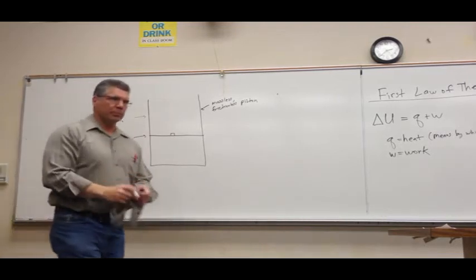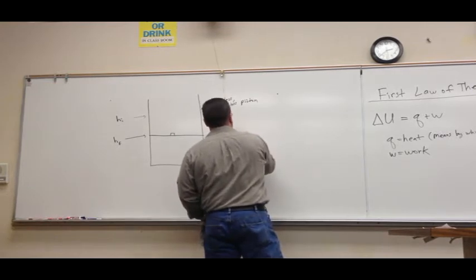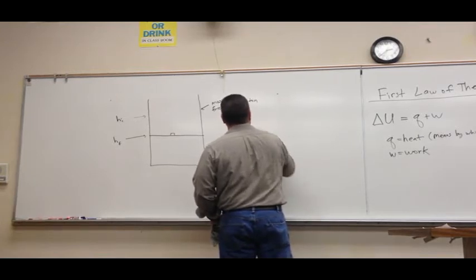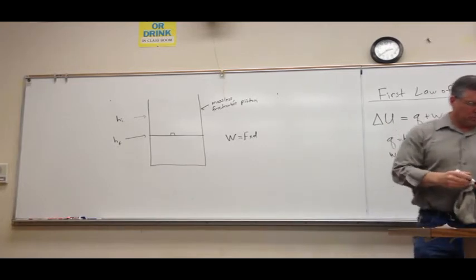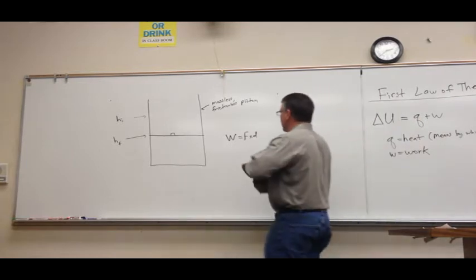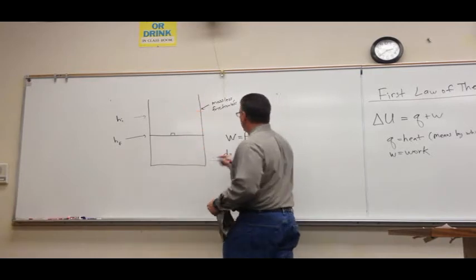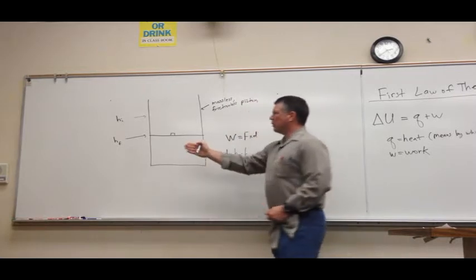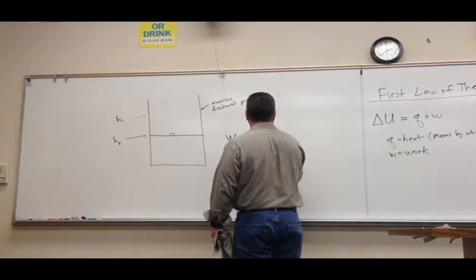Final height. The work, force times the distance. The distance they travel is just final minus initial, right? Call that delta H.